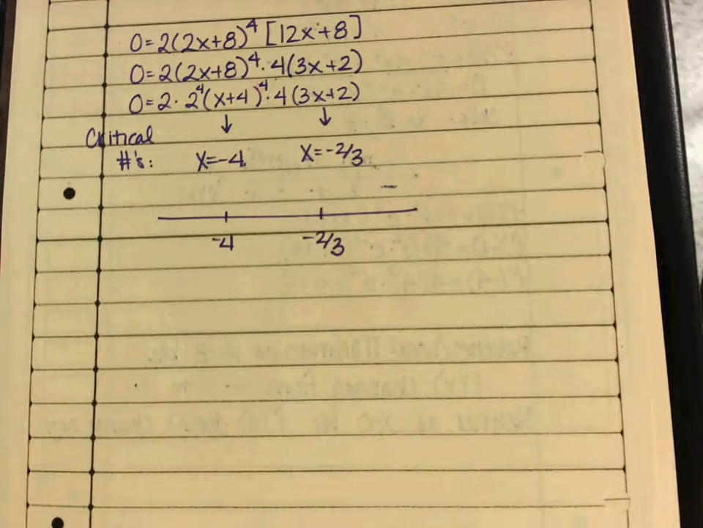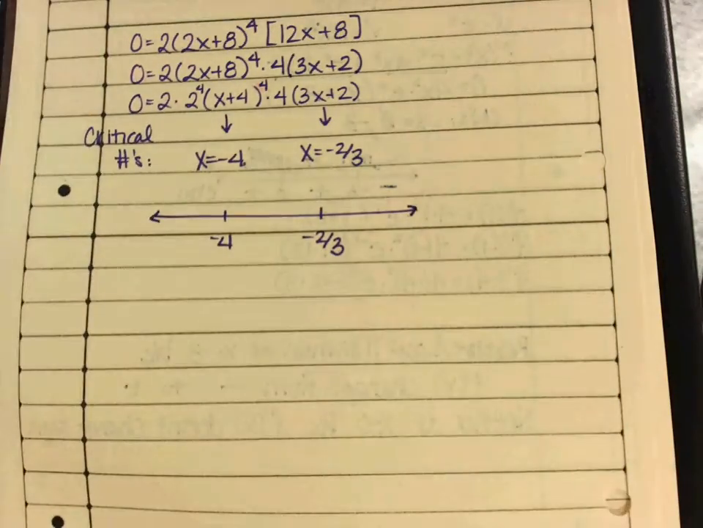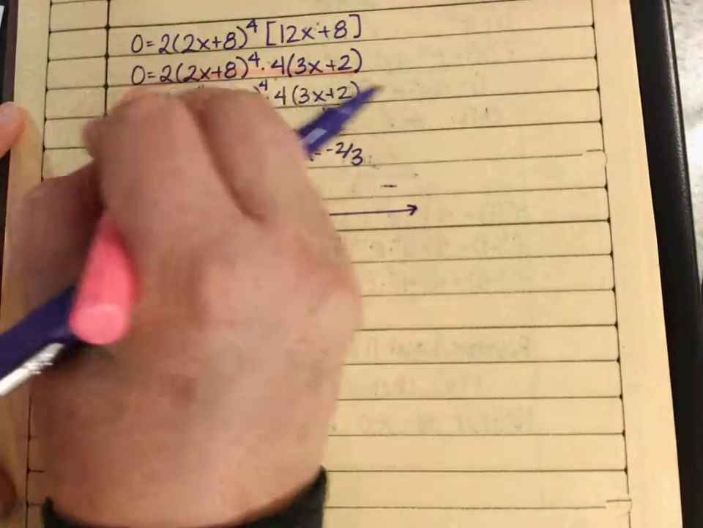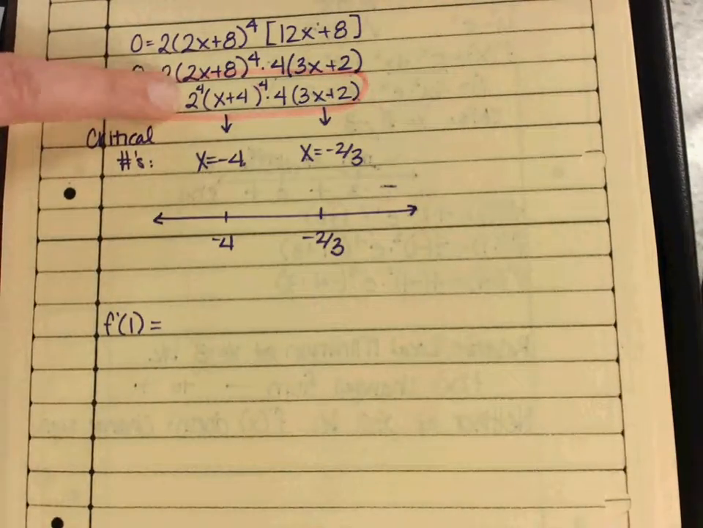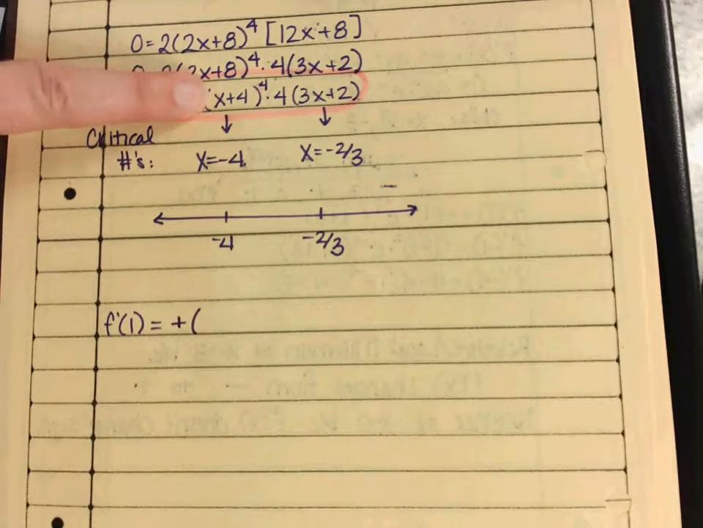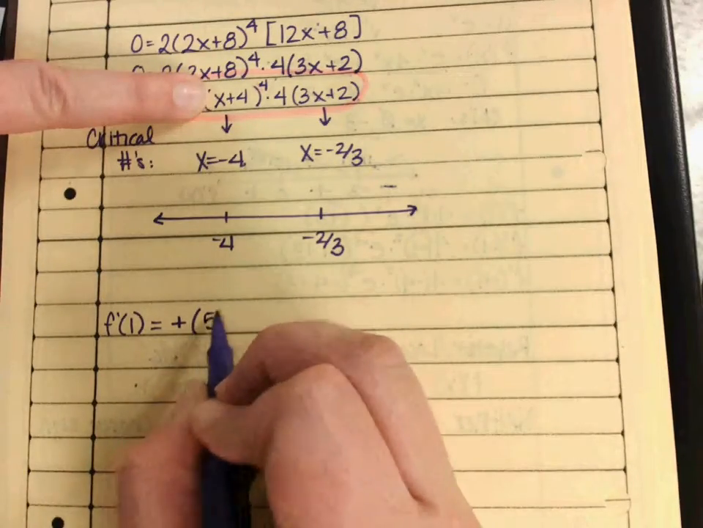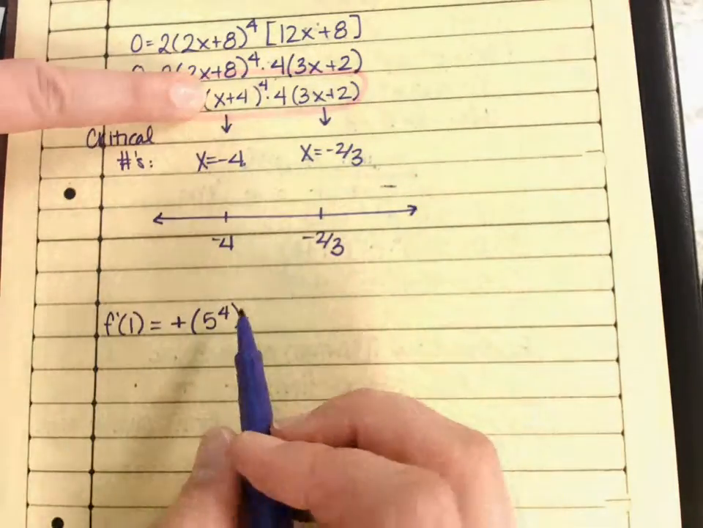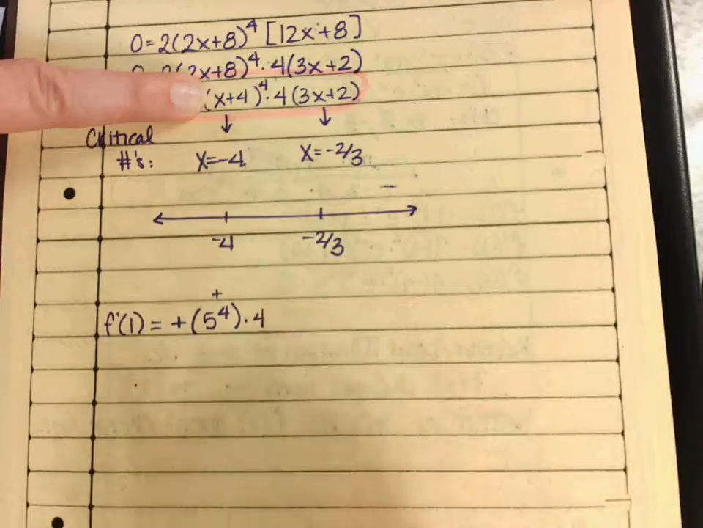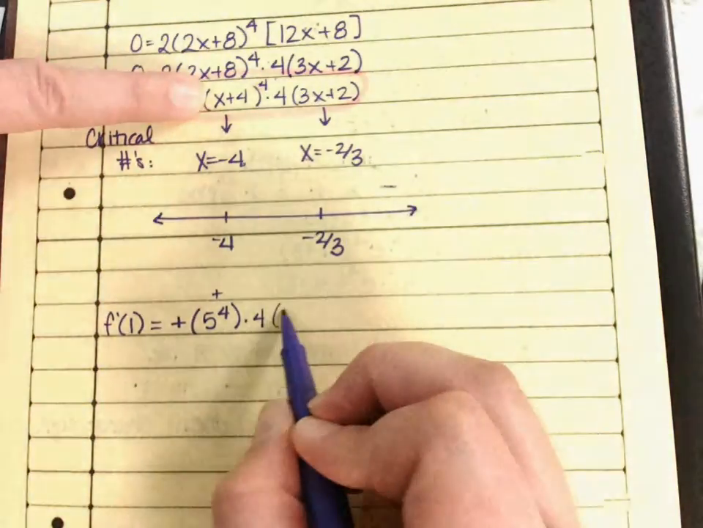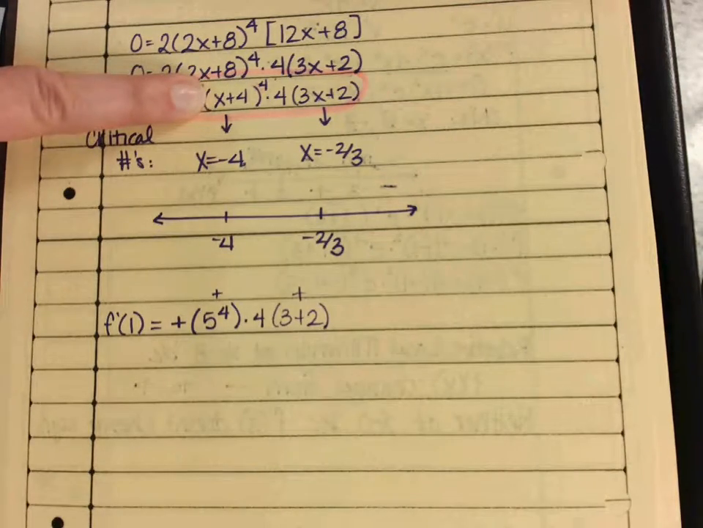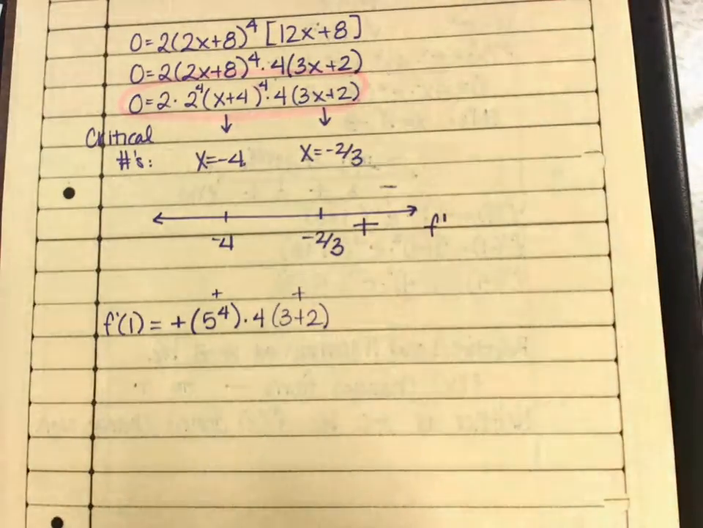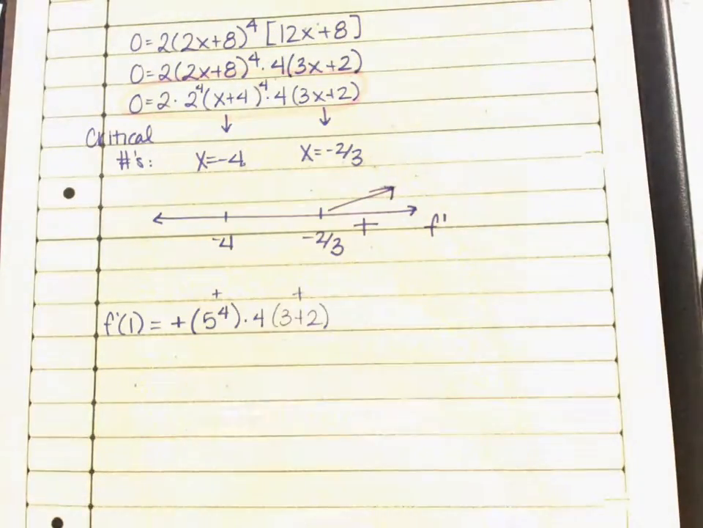Okay, we are plugging in to the right of -2/3. What number could we pick? 1. Okay, we could pick 1. So f prime of 1 equals. Okay, we're plugging in here to what I just circled. So it's some 2 stuff, some more 2 stuff. That's all positive. What is 1 plus 4 in here? 5 to the 4th. What's the sign on that going to be? So it's 1 plus 4 is 5. So 5 to the 4th is positive. Then I have times a 4. That's positive. And then I'm plugging in a 1 here. 3 times 1 is 3. 3 plus 2 is also positive. So you have a bunch of positives multiplied together. What's your end result going to be? Positive. Now, if f prime is positive, what does that tell us about f? It was increasing. Very good.